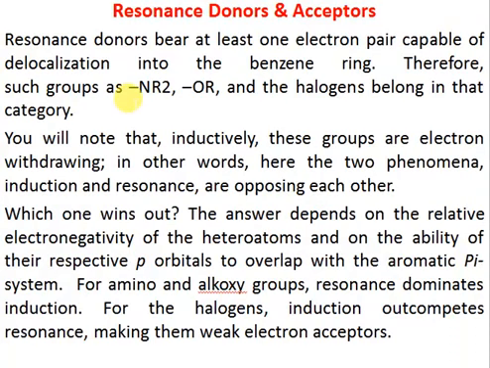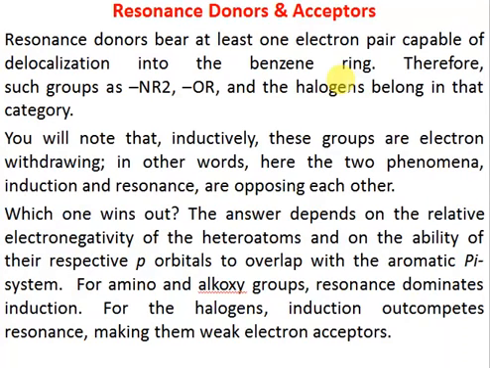In the previous slide we saw that if heteroatoms such as nitrogen, oxygen or halogen are directly attached to the benzene ring, they withdraw electronic density with respect to inductive effect, but these are donors with respect to resonance effect. So we have the two phenomena, inductive effect as well as resonance, and both are opposing each other. These are donors with respect to resonance, but they are withdrawing with respect to inductive effect. So it may come to your mind which effect will dominate.